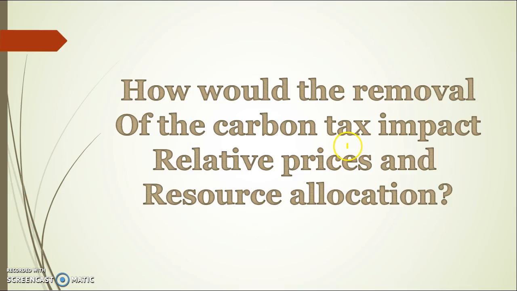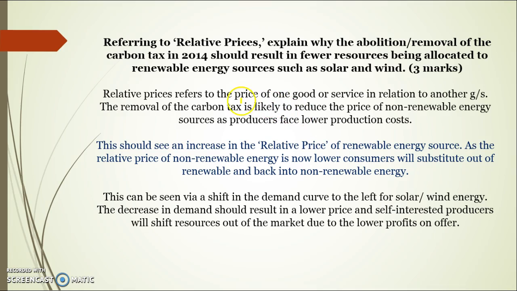How would the removal of the carbon tax impact relative prices and resource allocation? Okay, you need to slowly step your way through the question. So relative prices, define what that means, refers to the price of one good or service compared to another. The removal of the carbon tax is likely to reduce the price of non-renewable or coal-based electricity because firms face lower costs of production. So you start with the impact on the market for coal. Therefore, there will be an increase in the relative price of renewable energy compared to coal. And as the relative price of non-renewable energy is now lower, consumers will now substitute back into non-renewable energy.